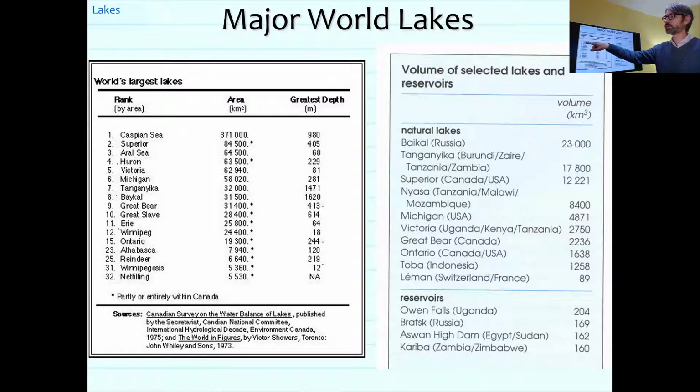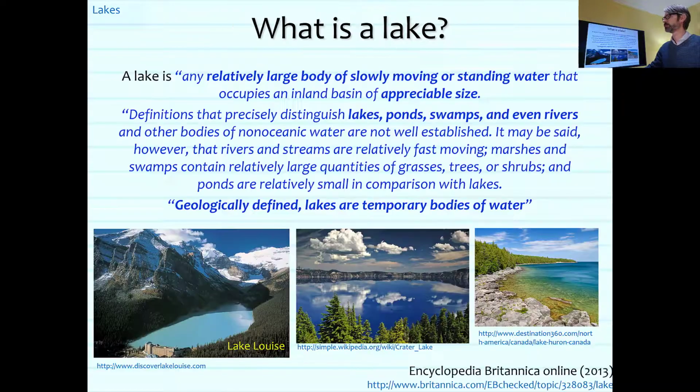By area, Lake Superior is then the largest, and then the Aral Sea, and then many of the Great Lakes. So you can see Huron, Michigan, and then Ontario down here, for example. If you look at the volume, which is the more typical ranking scheme, Lake Baikal is by far the largest, followed by Tanganyika, then Superior, and so on. We'll talk about a number of these lakes in the next slides.